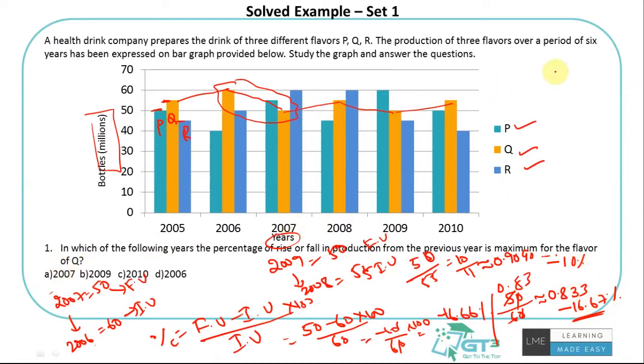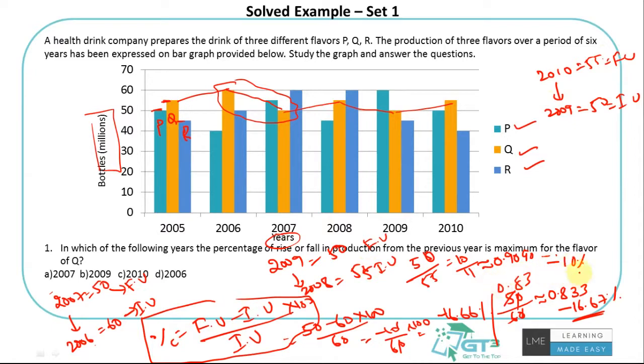Similarly for 2010 over 2009, what is the value of 2009? I see it as 50. In 2010 it is 55. So final is 55, initial is 50. You can use this formula if you are confused with what I was doing here, the final by initial and how I am getting the percentage. You will get the same answer.